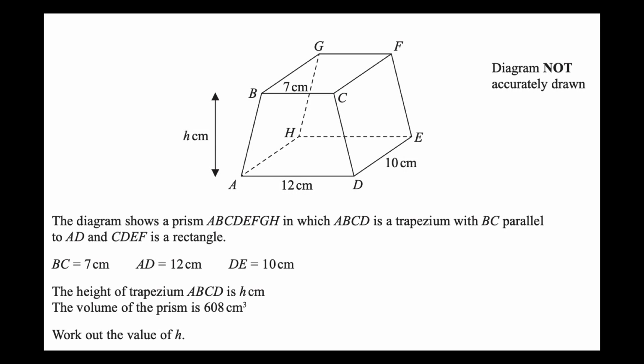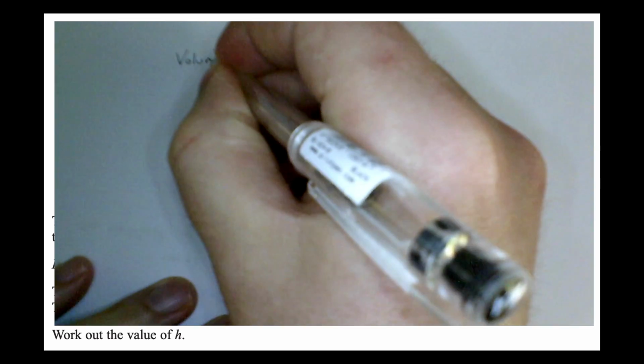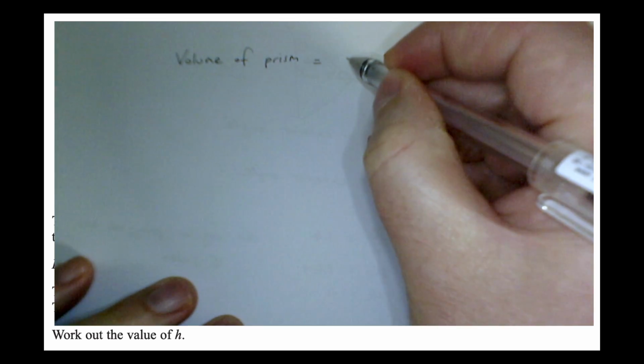The trick with this question was to know that a prism is really just an area of a familiar shape times its depth. We've got the depth of this prism, so if we divide by 10, we should be able to work out the area of the trapezium at the end of the shape. And if we know that, then we should be able to work out the height of this shape.